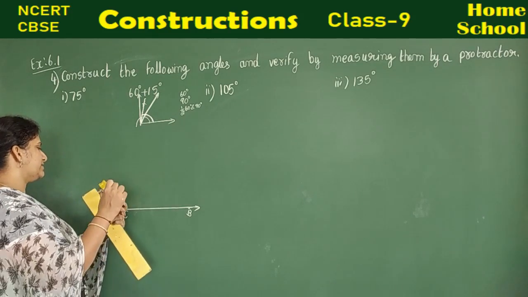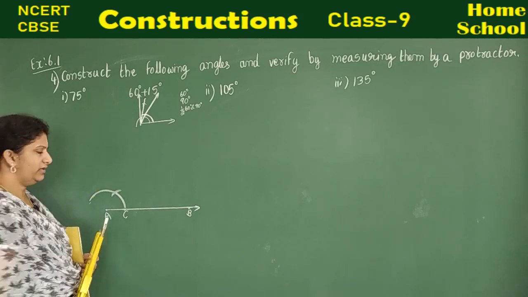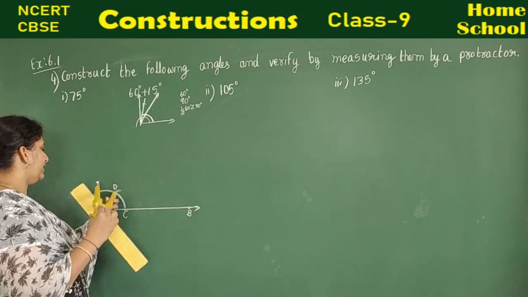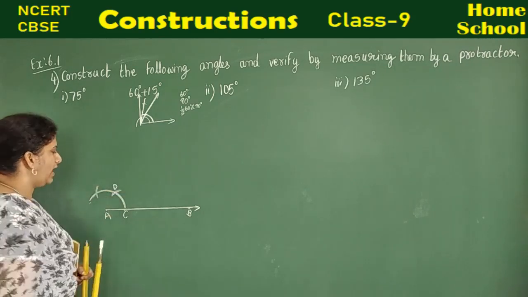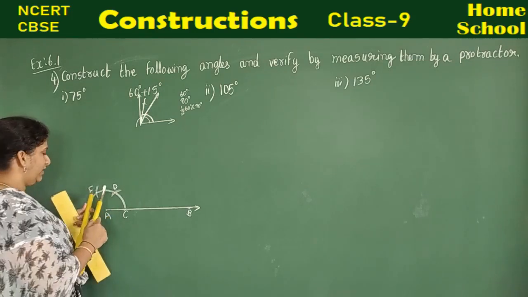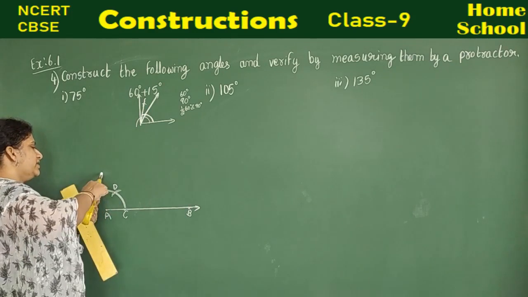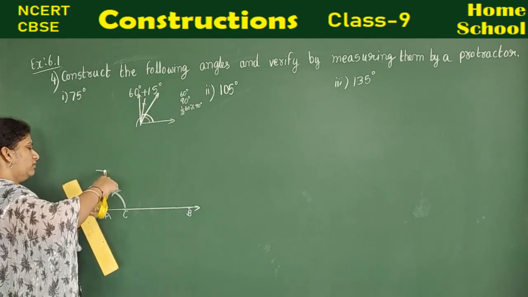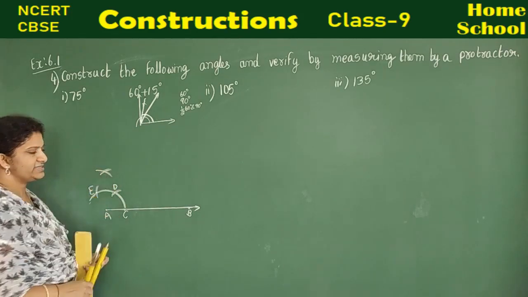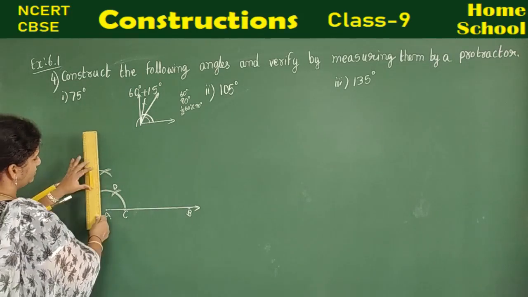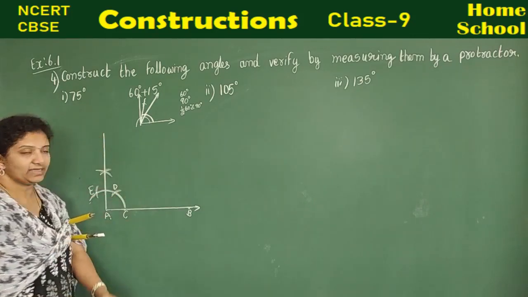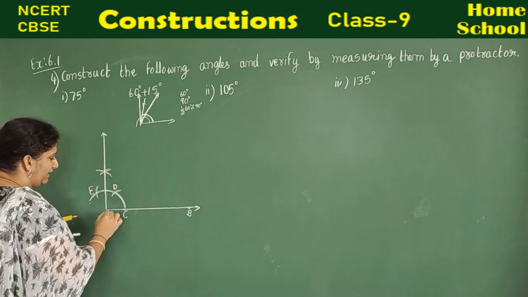And now with C as a center, draw an arc and mark this point as D. And with D as a center, draw one more arc. Mark the point E. Now with D and E as centers, take more than half, that means an equal radius. If you want, you can take like this also. From E and D with the same radius, you can join this to get a 90 degree angle. What is the angle so created? It is 90 degree angle.